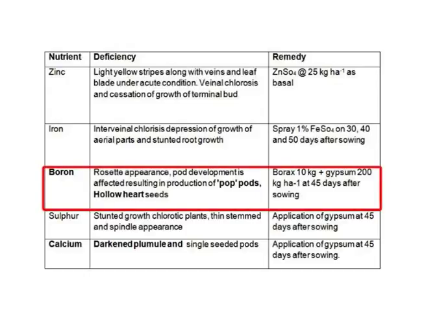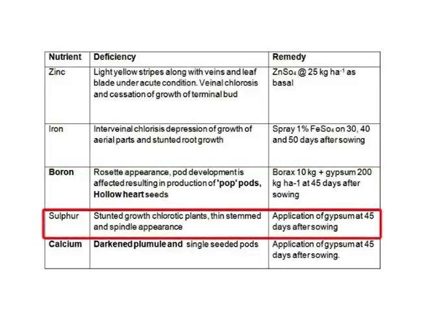Then boron deficiency. Here the symptom is rosette appearance, and pod development is affected, resulting in the production of pops seeds and also hollow heart seeds. For this remedy, we can apply borax 10 kg plus gypsum 200 kg per hectare at 45 days after sowing.